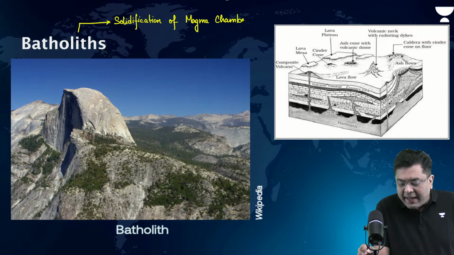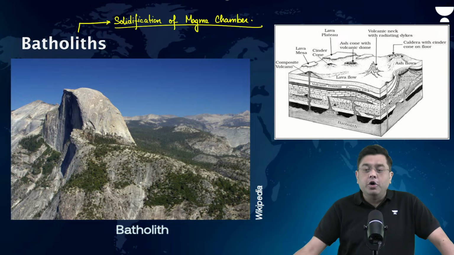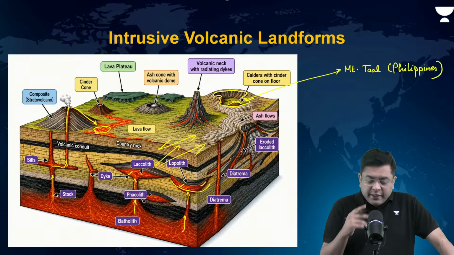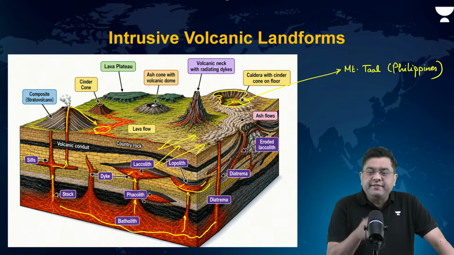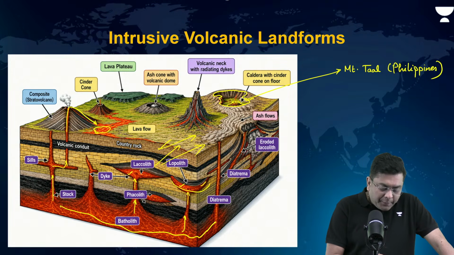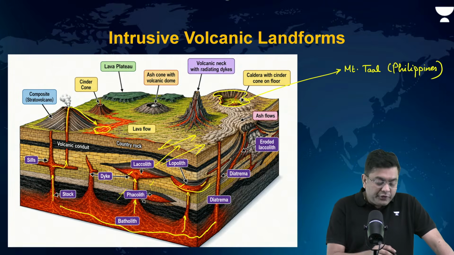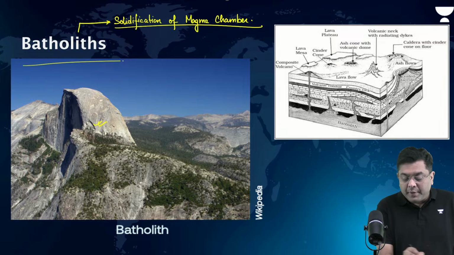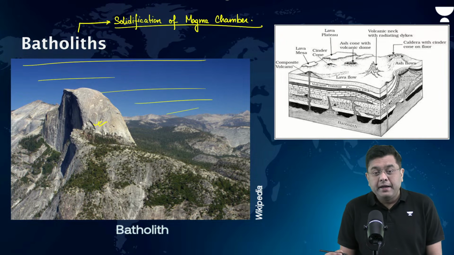The entire magma chamber, when it solidifies, you will have the formation of batholith. And later on, when they are eroded, so imagine if this entire magma chamber has solidified, and the top surfaces are so old they have been eroded, then you will get to see this. So this is your batholith.